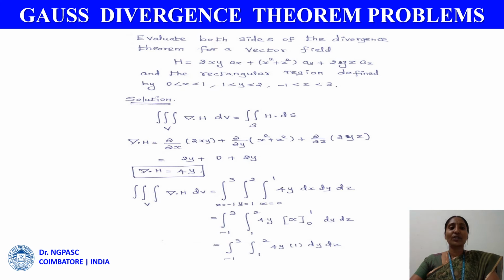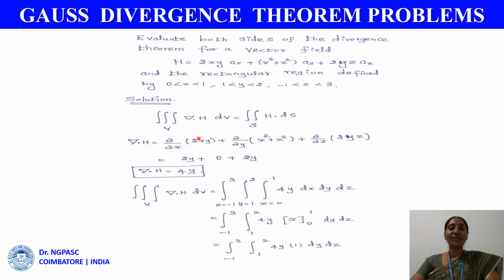So I'm going to see a Gauss divergence problem. In this problem, evaluate both sides, or else we can verify the Gauss divergence theorem for the vector field H equal to 2xy ax plus x square z square ay plus 2yz az, over a rectangular region. Here the limits are x from 0 to 1, y from 1 to 2, and z from minus 1 to 3.